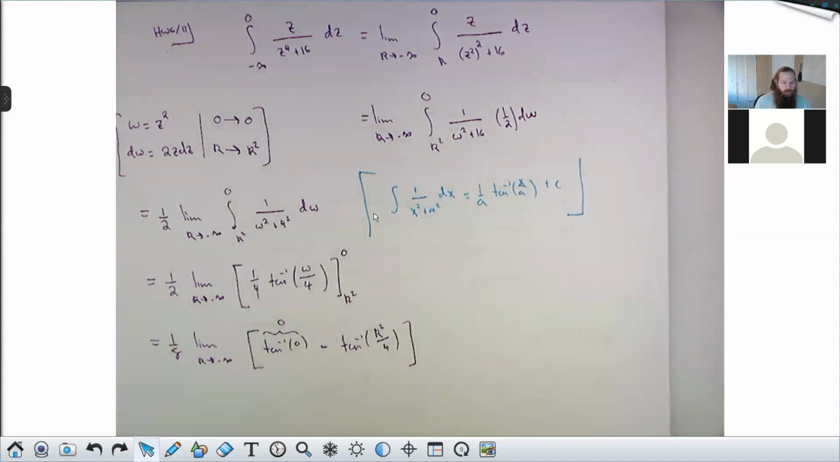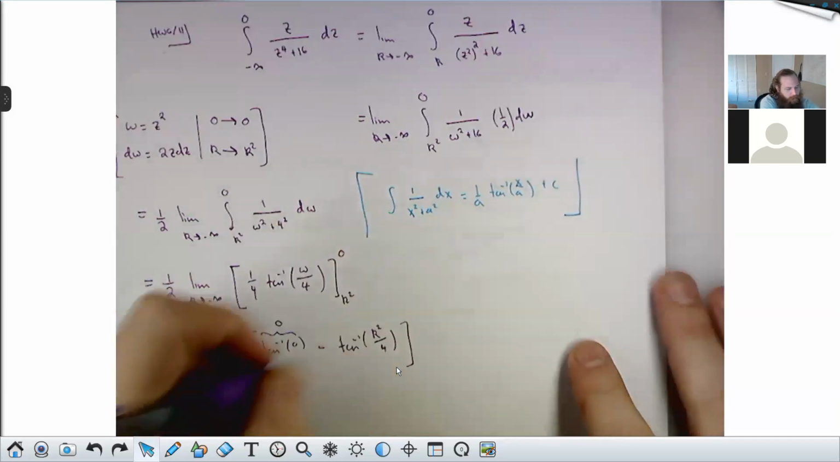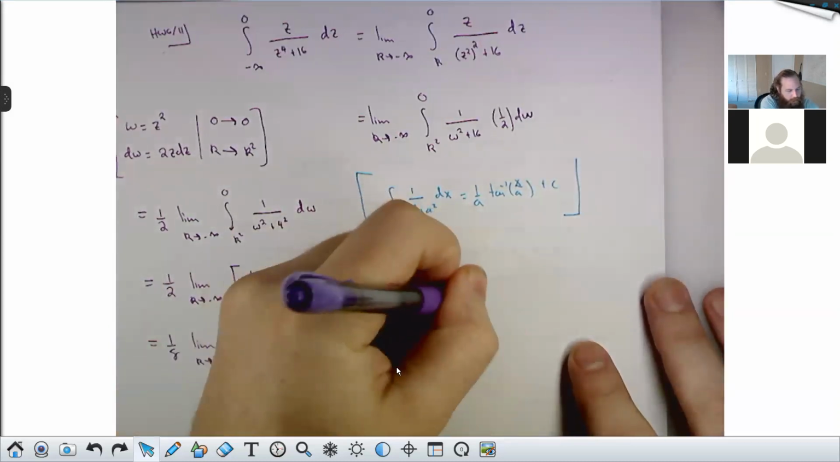And as r goes to negative infinity, if I take this limit, then r squared will be going to positive infinity. So this piece will be going to the inverse tangent of positive infinity over 4. Positive infinity over 4 is still positive infinity. So maybe I'll do the limit infinity logic stuff over here.